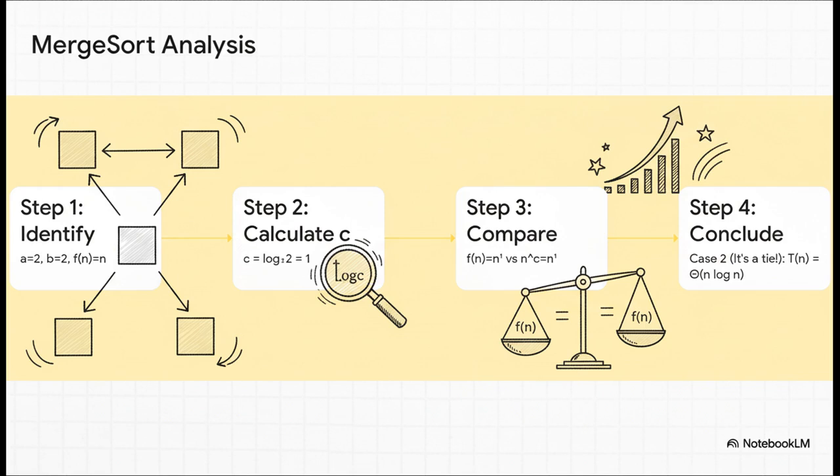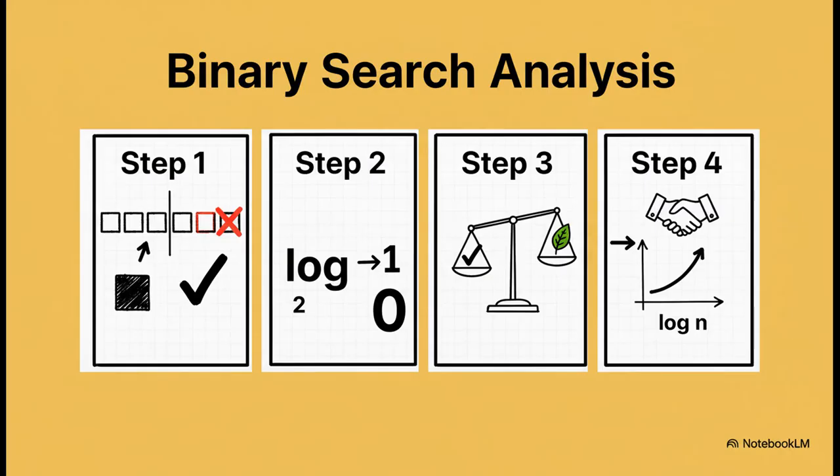We compare f of n, which is n to the power of 1, against n to the power of c, which is also n to the power of 1. It's a perfect match. That's a tie, which puts us right in case 2. And the result? The famous theta of n log n. Boom! Let's do another one, even faster.